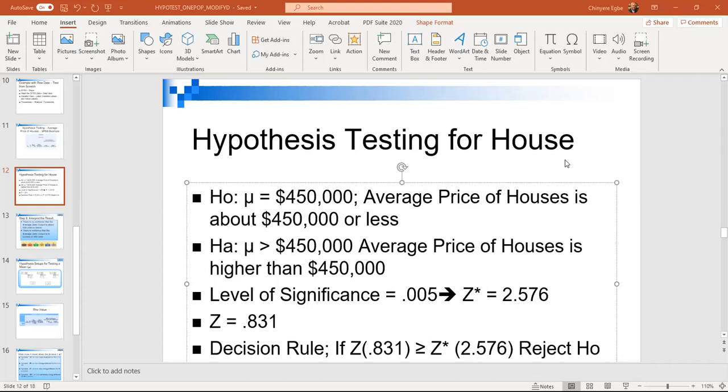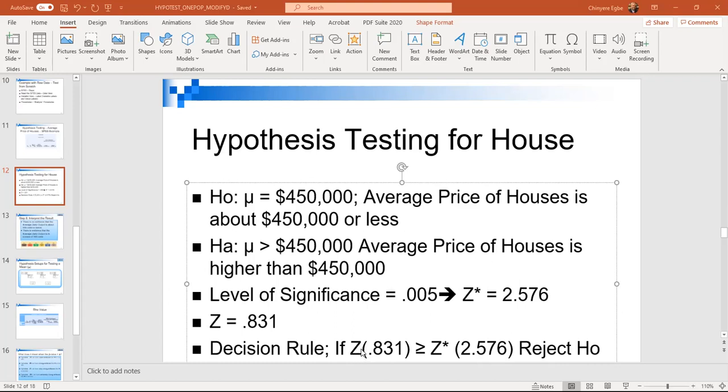We reject it because it's less than. No. The decision rule is that if Z is greater than Z star, you reject the null hypothesis. So let's stop guessing. You have a Z of 0.831. Is 0.831 greater than 2.576? No. Very good. I thought we learned something from the first example. All right.